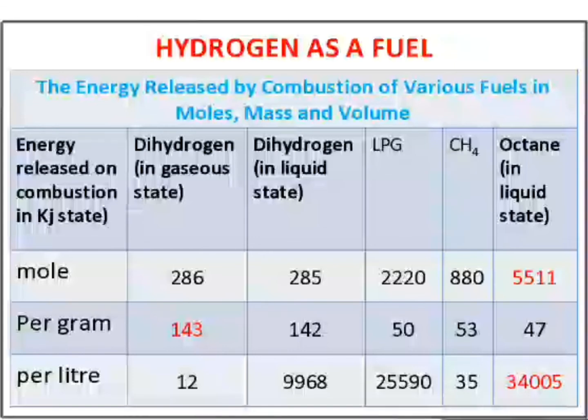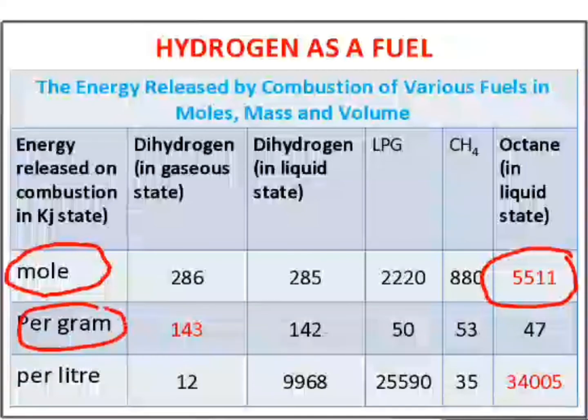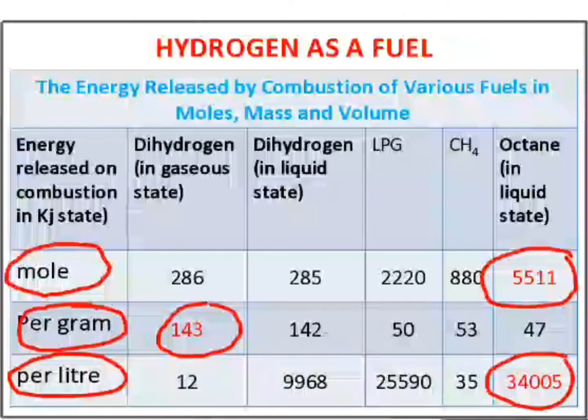Okay, so see here, if you compare in respect of number of moles, petrol gives more energy. In terms of gram, dihydrogen in gaseous state will produce more energy, and per liter, petrol is better. So now see here from this table, what can we conclude?